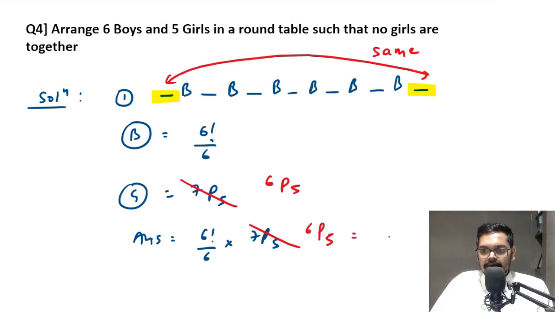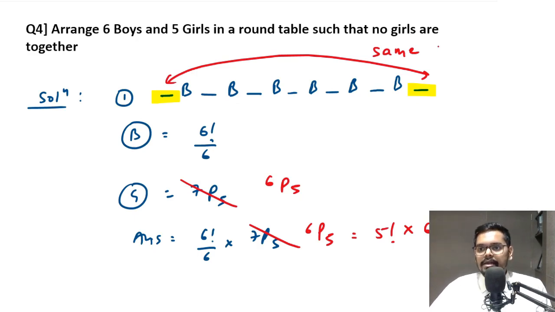So if you simplify this, you will get 5 factorial into 7p5. I know how you can simplify. Sorry, not 7p5, it is 6p5. So you know very well how to do it. 6p5 is nothing but 6 factorial. So that is the final answer. I hope you got the idea how to solve this kind of question.